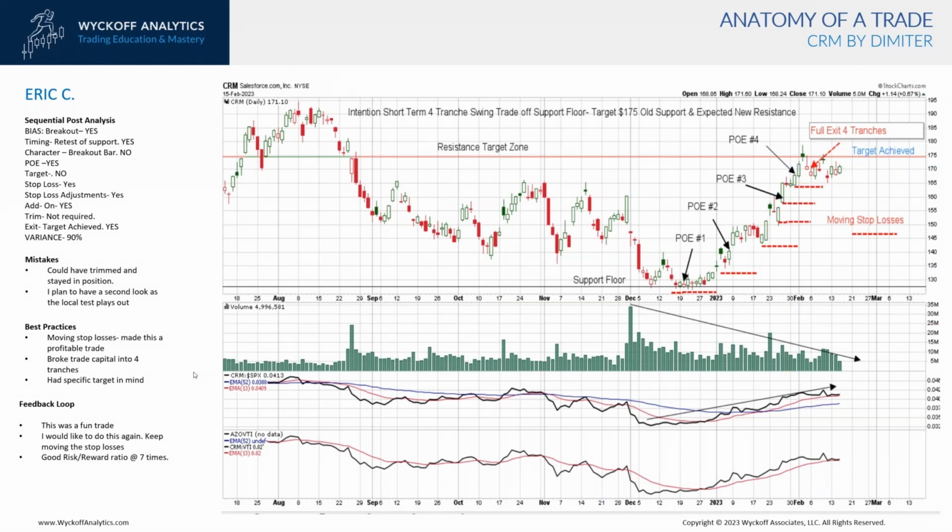Yeah, great observations. Thank you. So best practices: broke trade capital into 4 tranches. Go back and listen to the discussion a little while earlier about possibly going full size at POE number 1, point of entry number 1, if the setup is correct. Roman's already talked about that. And then having a specific target in mind, that's very, very helpful. It certainly helps you to determine your R factor going into the trade, and just good overall best practices.